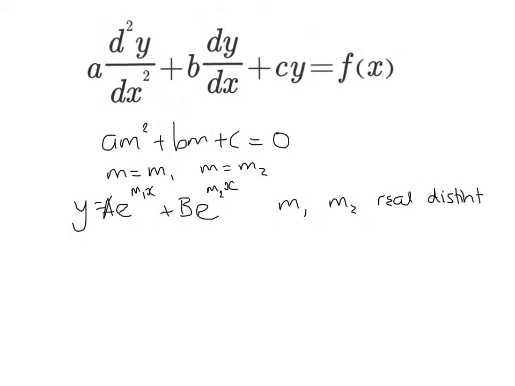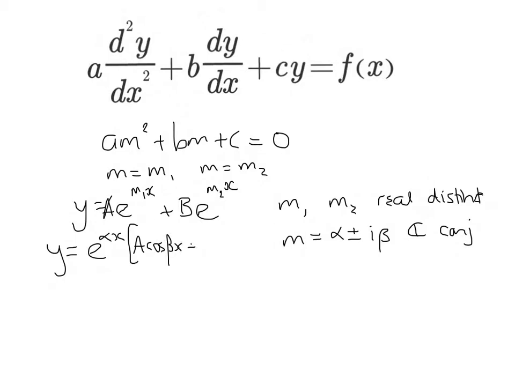but in the other video I told you that if m1 and m2 are complex conjugates, alpha plus or minus i beta, complex conjugate roots, then the shape of the complementary function would be this: e to the alpha x, a cos beta x plus b sine beta x. And in this video I'm going to prove to you that that's true.